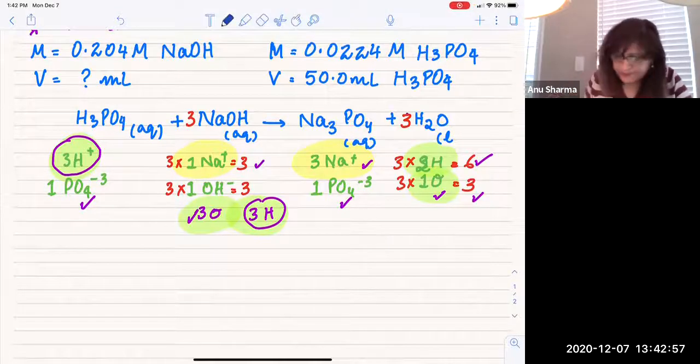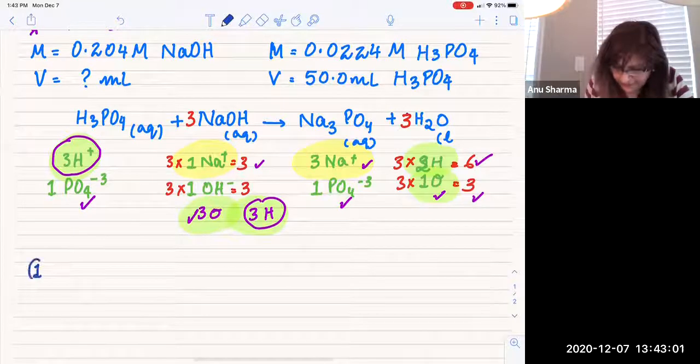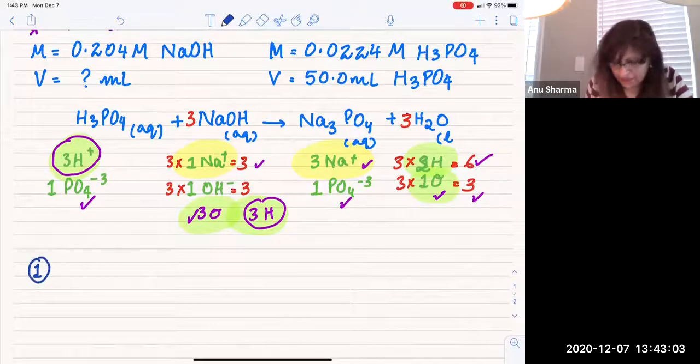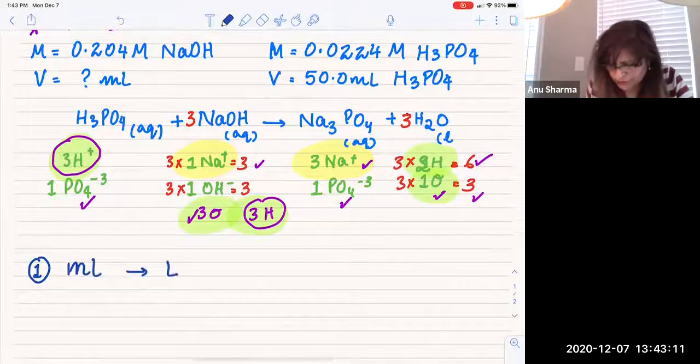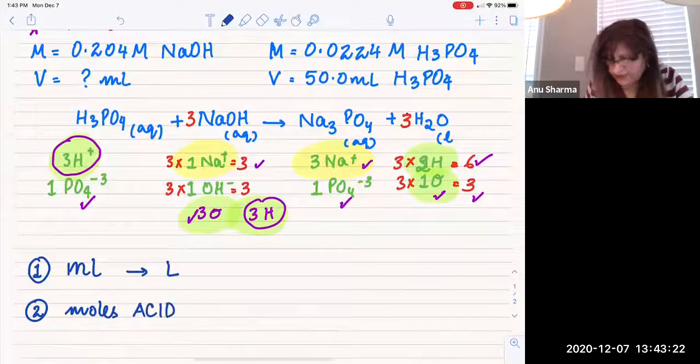Okay, so for titration, always remember that the first step is you need to find the moles. Obviously, first, let's just do the conversion from milliliters to liters. Milliliters to liters, that's the first thing. Second thing is you take the moles of whatever is given to you. In this case, the acid is given. Find the moles of acid.